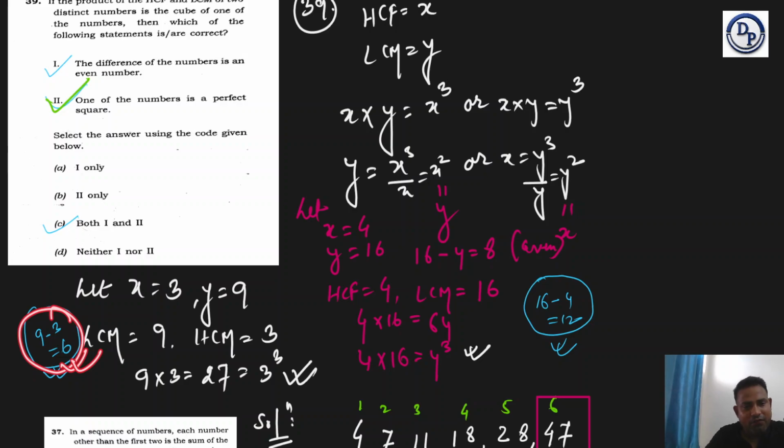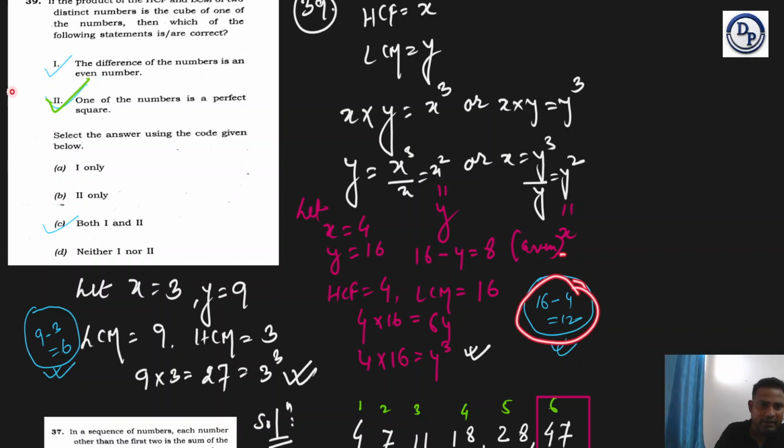Every time whenever I consider the numbers, the difference comes out even, and a perfect square also. These are numbers. These are not x, but these are numbers. Don't be confused, these are numbers. When you subtract, we always get an even number. So both are correct according to me. So both 1 and 2 are correct in question number 39.